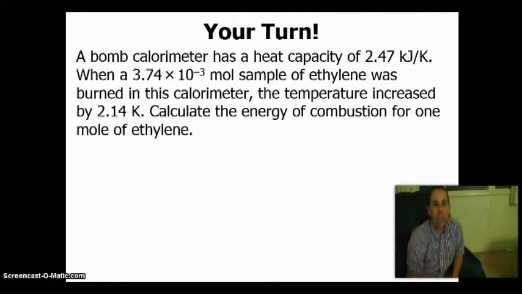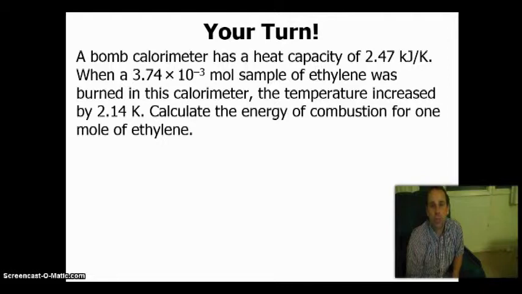Okay, so hopefully you had a chance to work on it. If you didn't, I strongly encourage you to take a chance to do your best to see how far you can get, and then you can watch. But the bomb calorimeter has a heat capacity of 2.47 kilojoules per degree Kelvin in this problem that we're presented. And when a 3.74 times 10 to the minus third mole sample of this chemical ethylene was burned in this calorimeter, the temperature increased by 2.14 Kelvin. So now we want to calculate the energy of the combustion of 1 mole of this ethylene.